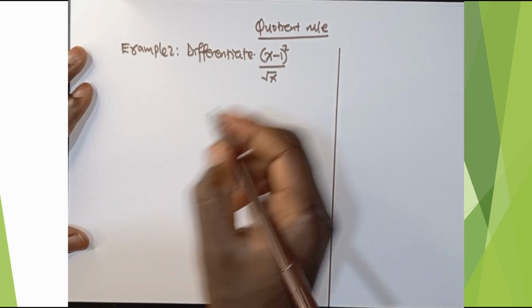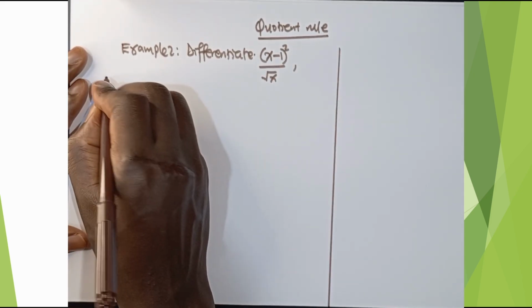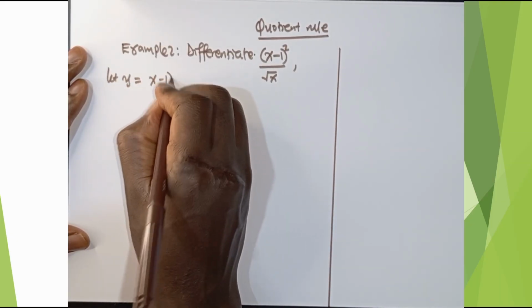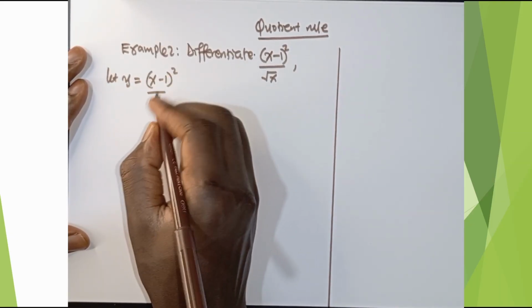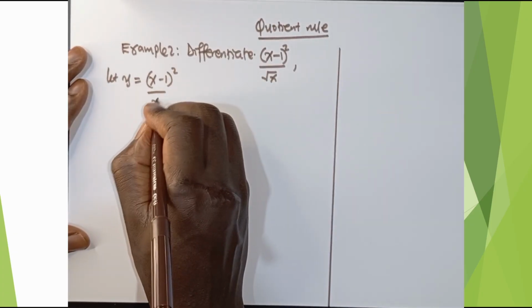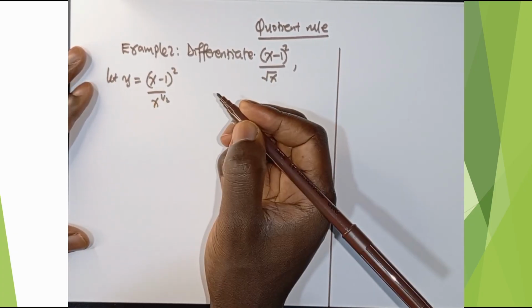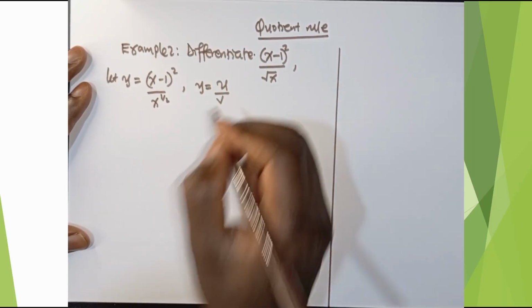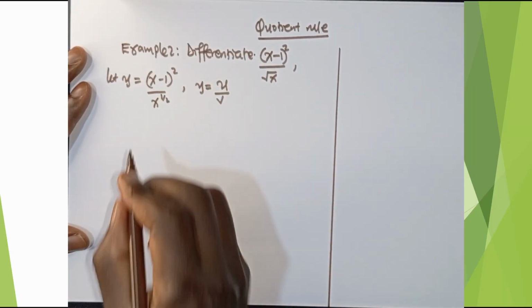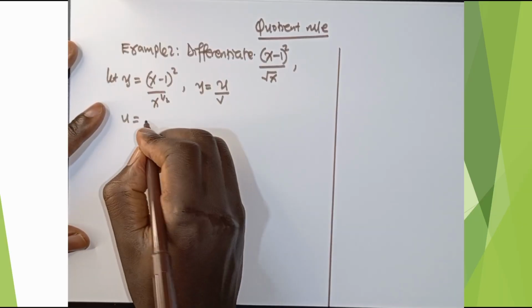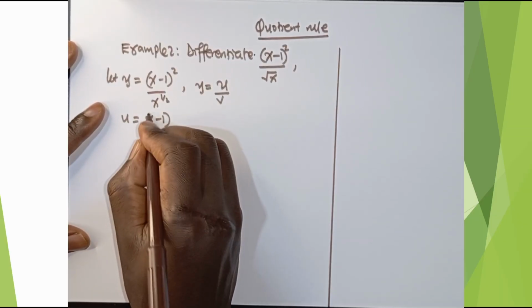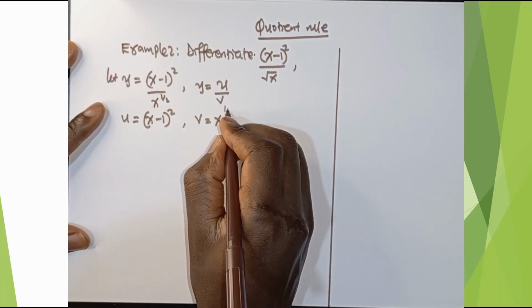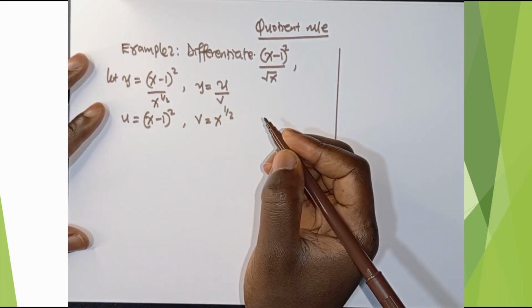So first of all, we come and say this. So here you have to let your y equal to x minus 1 squared out of... This one is always better when you write it as x power half. So remember, quotient rule says you shall have u out of v. So our u here is x minus 1 squared, and then our v is x to power a half.